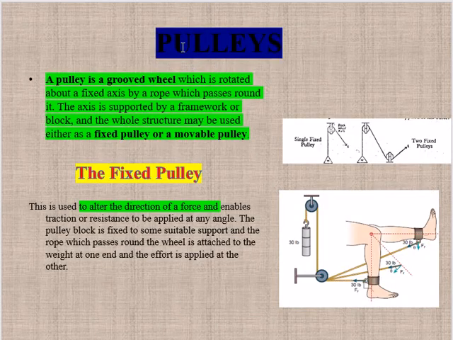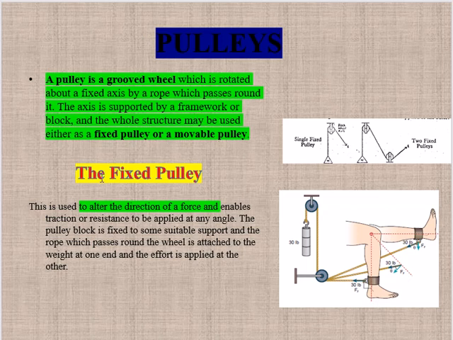So first of all, we see what is a pulley. A pulley is a grooved wheel which is rotated about a fixed axis by a rope which passes around it. The axis is supported by the framework or block, and the whole structure may be used either as a fixed pulley or a movable pulley. We can say pulleys are of two types: fixed pulley and movable pulley.